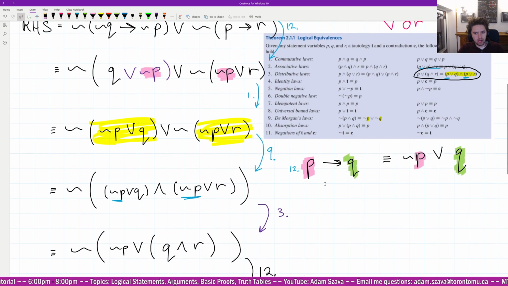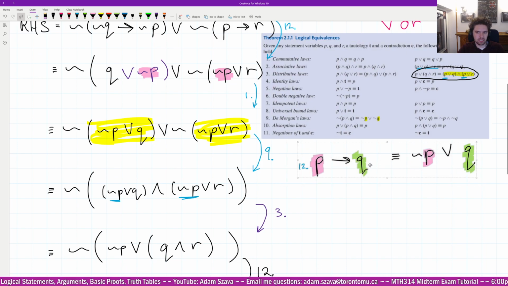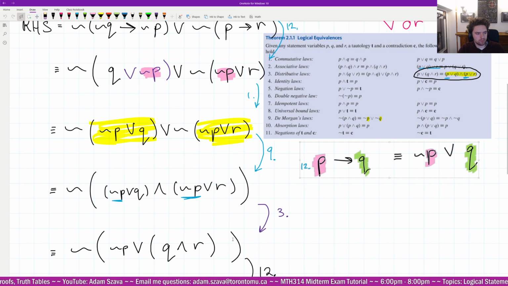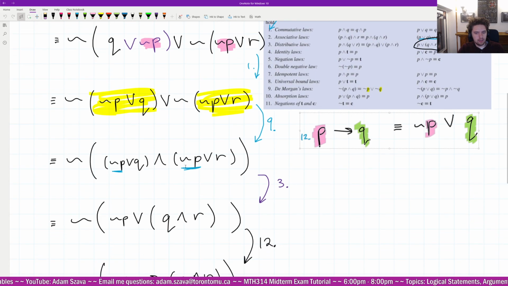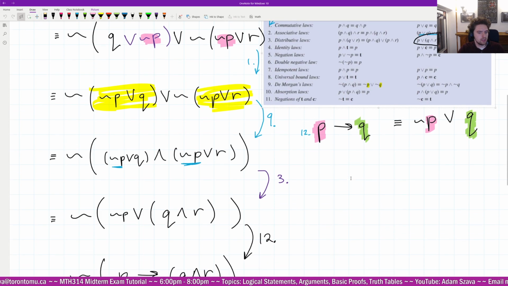Do I know the name of law 12? It's just like the definition of implication, or not the definition, I guess, but it's the implication. I don't know. Definitely necessary. I don't know why it's not on this table. I guess this table was in the textbook before you talked about implication. That's why. I can scroll down a bit.